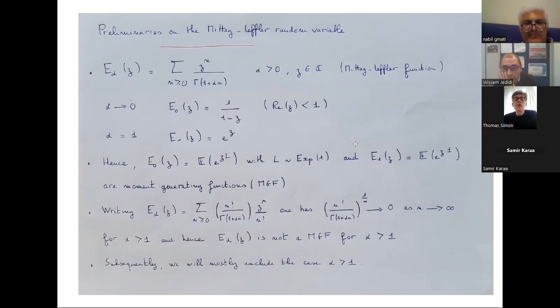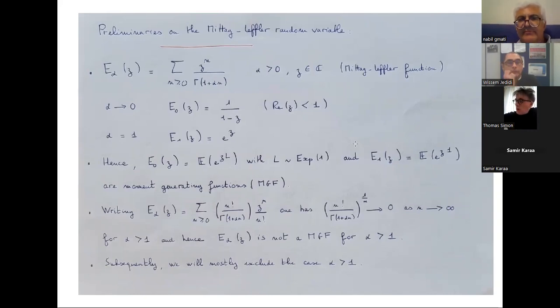And when alpha goes to 0, the function is hyperbolic, and it is defined only when the real part of z is strictly smaller than 1. Whereas when alpha equals 1, then we recognize the exponential function. And therefore, for this reason, the Mittag-Leffler function is often viewed in the literature, old or recent, as a possible generalization of the exponential function.